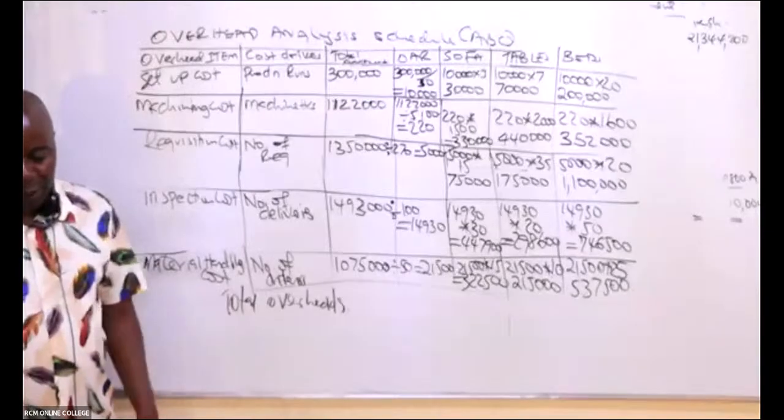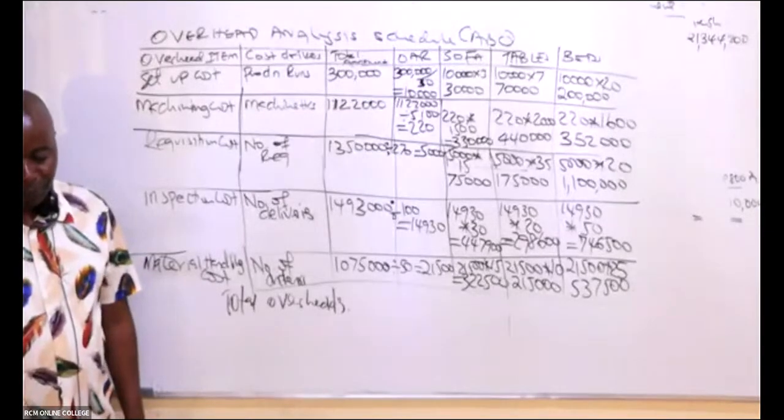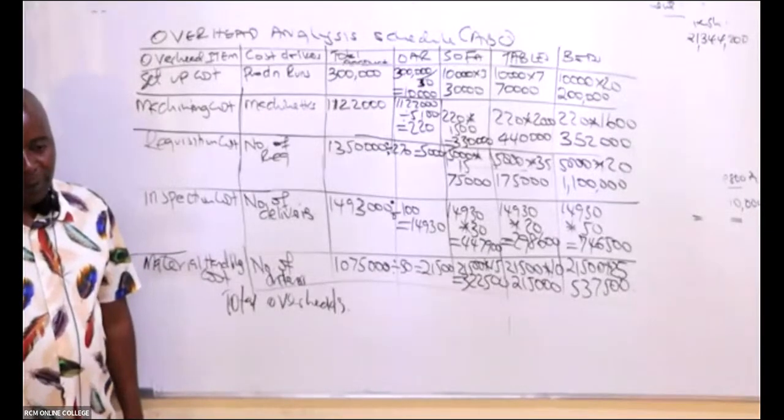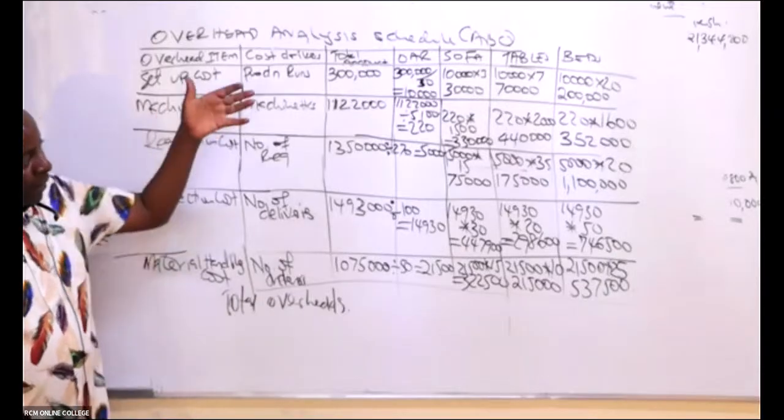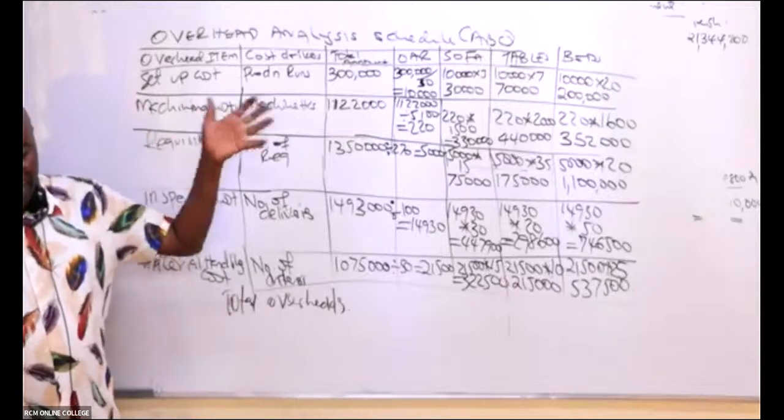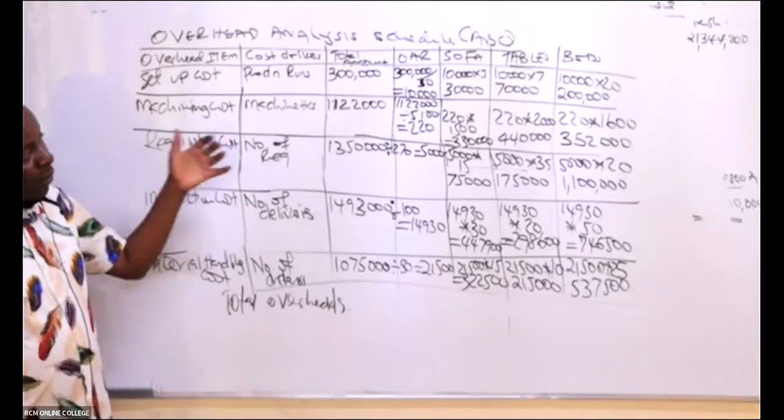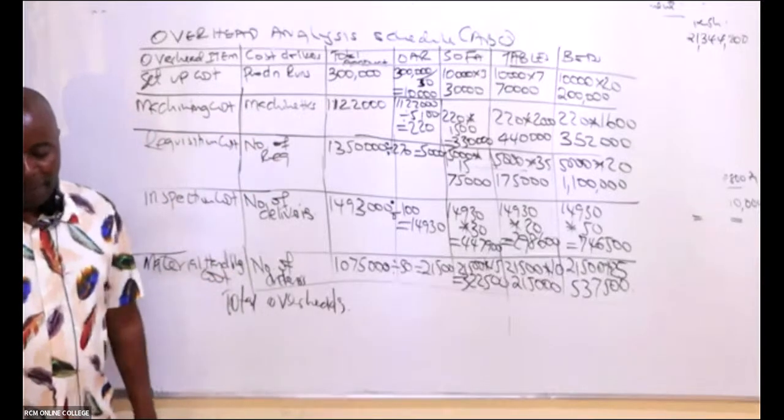Total overheads for each product. Somebody can be doing beds, isn't it? Another person can be doing tables, as these many students are doing sofas.